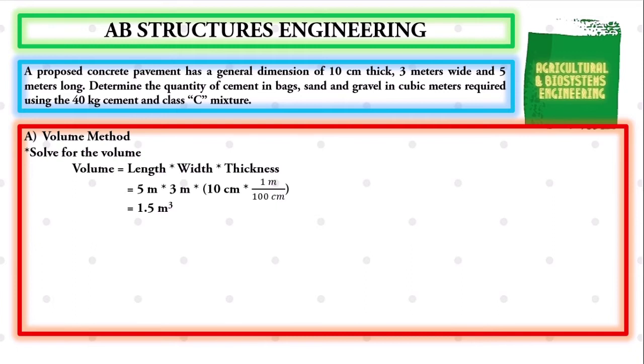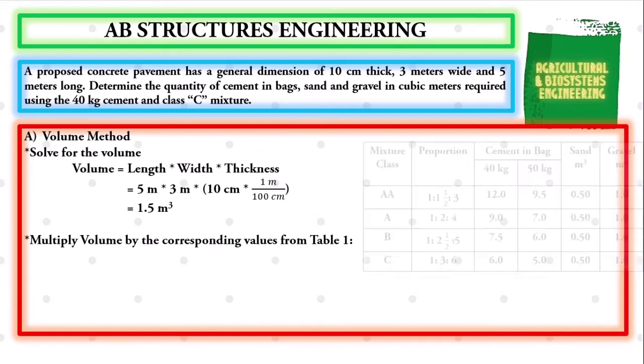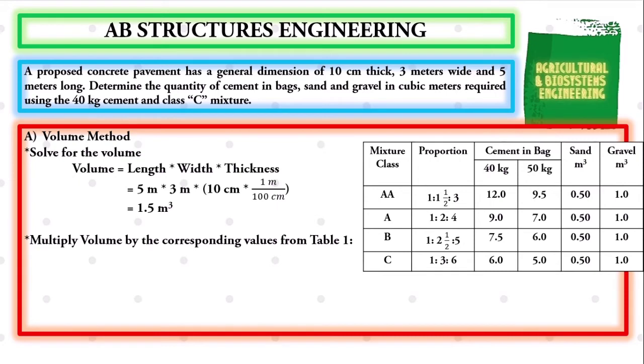After identifying the volume, we can now use this to solve for the quantity of the cement, sand and gravel. We simply multiply the volume by the corresponding values from the table 1. This is now the time that we will be using the table of the concrete proportion. In the problem, the required is the Class C mixture and the 40 kg cement. With these, we will be using the values pointed by the red arrows and the encircled values for sand and gravel. We begin with the quantity of cement in bags.